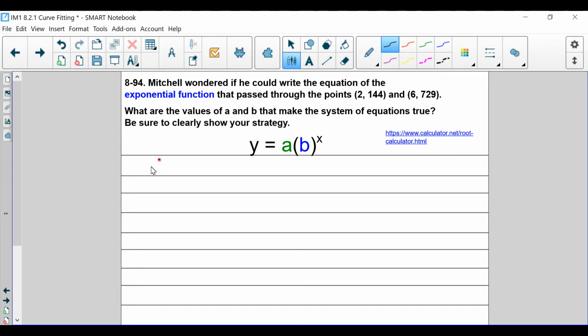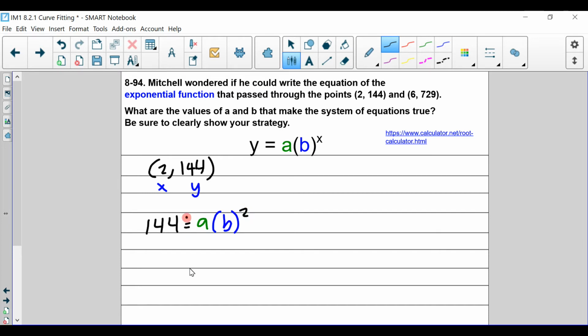The first step is to notice that we have 2, 144. That's going to be the first step we use because 2 is going to be x, 144 is going to be y. So we're going to write down y was 144 equal to, what I'm using is this equation right here. Then a, do we know a? No. Do we know b? Unfortunately, no, we don't. But we do know what x is. X is 2 from this point.